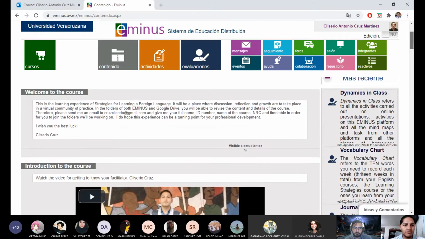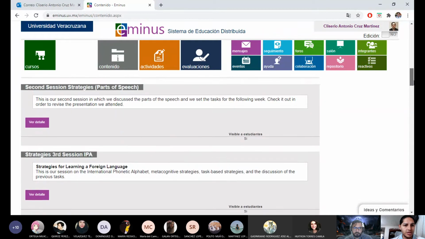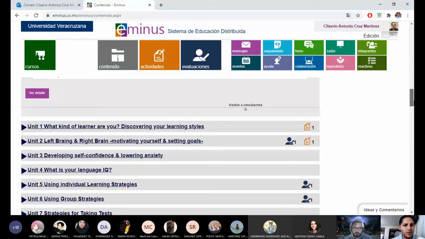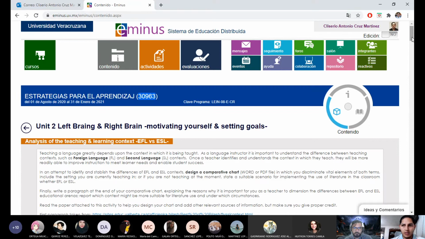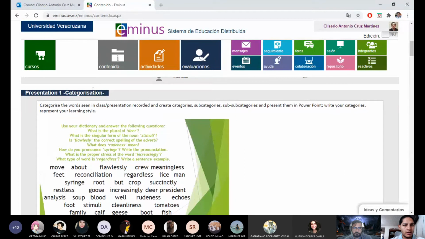Take a look at this. This is the content, right? First session, second session, third session, fourth, fifth. And I think you're going to find this presentation here: Motivating yourself and setting goals. This is not going to be part of your evaluation. Here you are. Presentation one, categorization. This is the instruction: categorize the words seen in class, that is, the ones we are checking today, the ones we just checked in the slide.